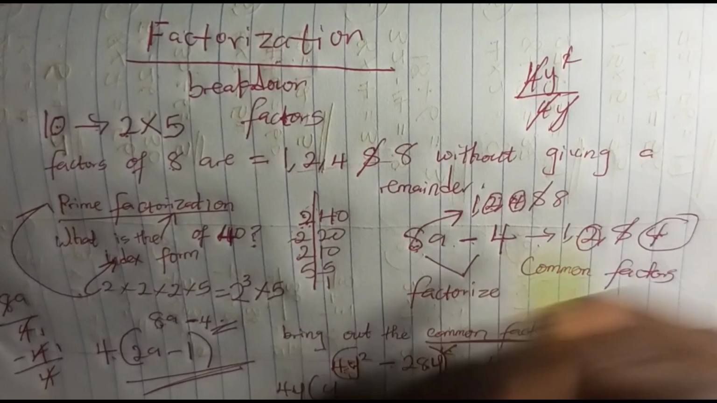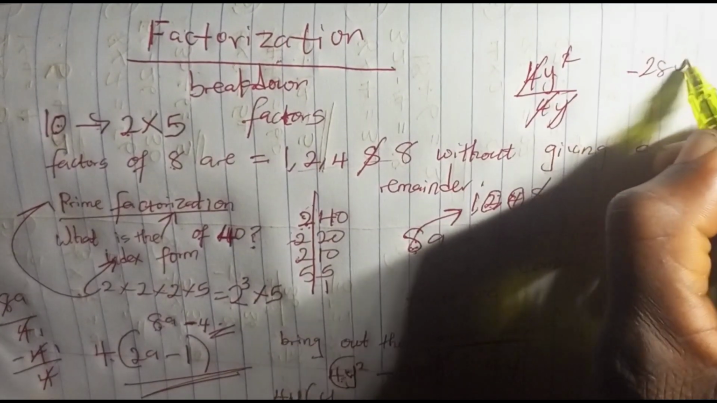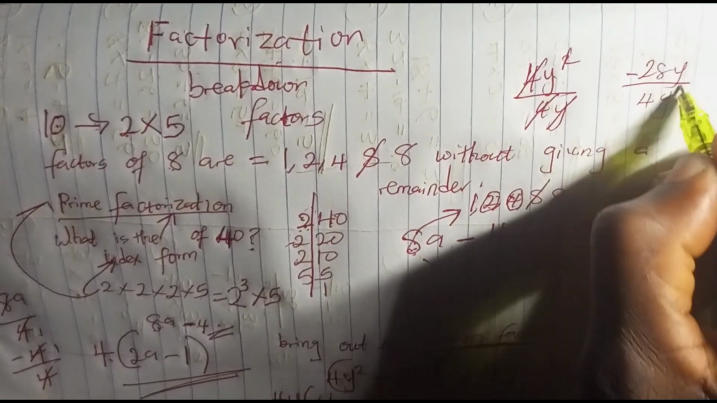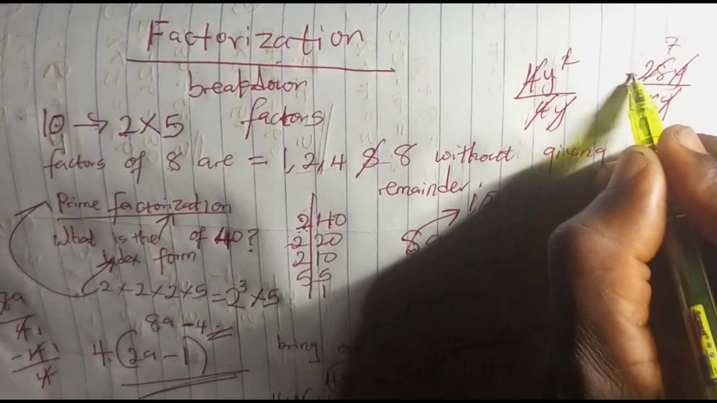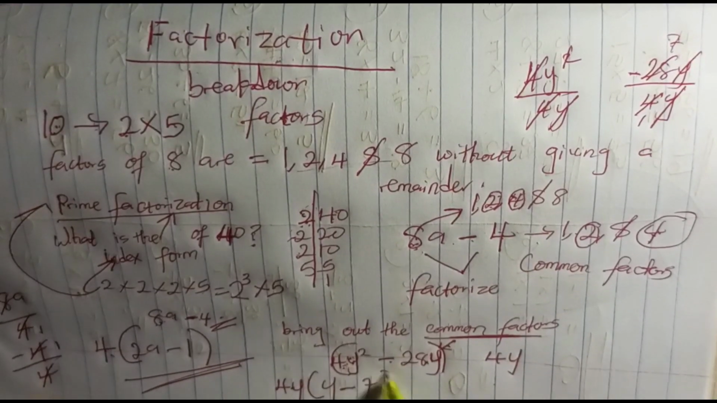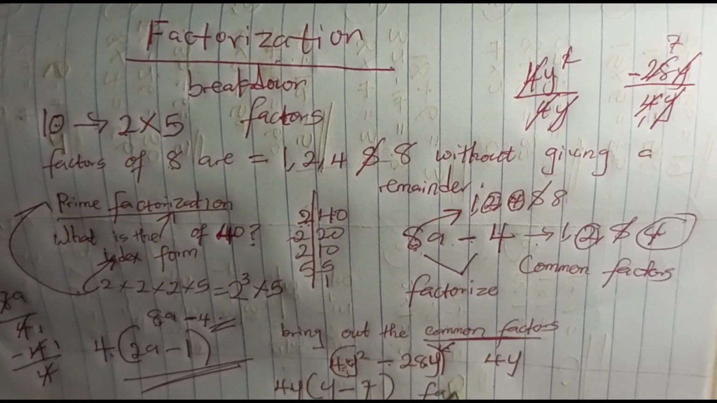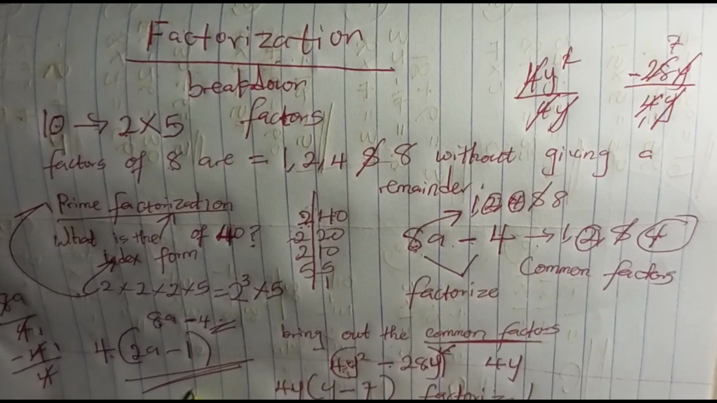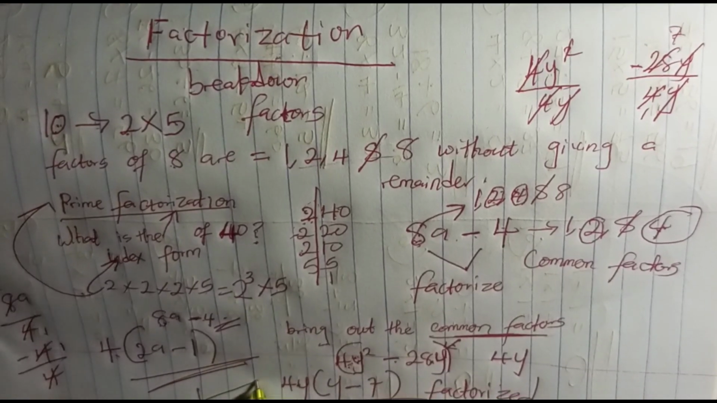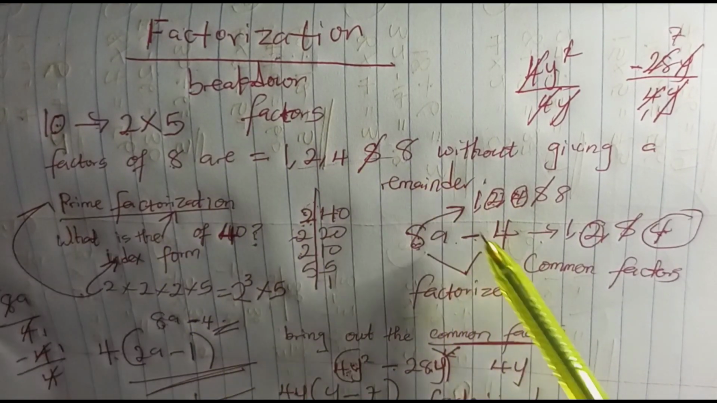So that would leave us with what? y. Then minus 28y divided by 4y. That will leave us with minus 7. So if you write this very well, we are having 4y into bracket y minus 7. If you try to open the bracket, you will still get the question that you were asked.